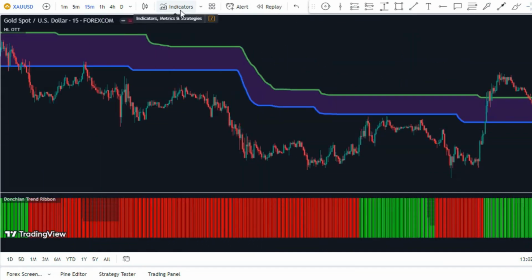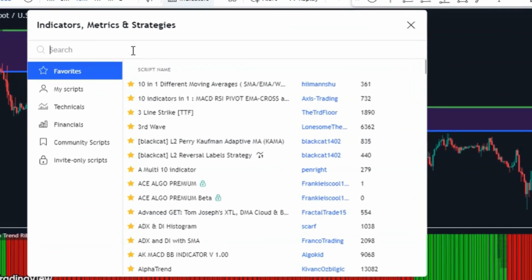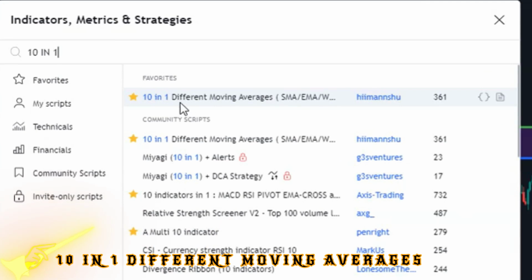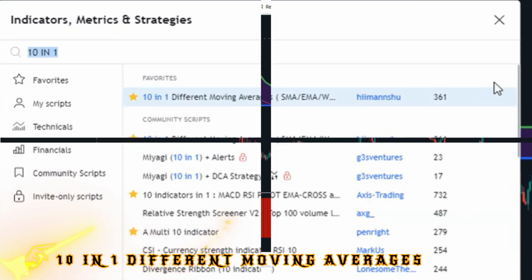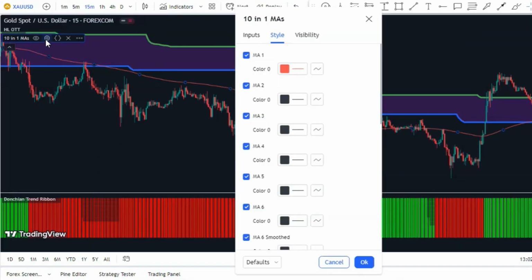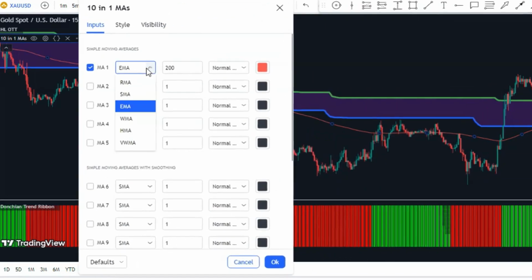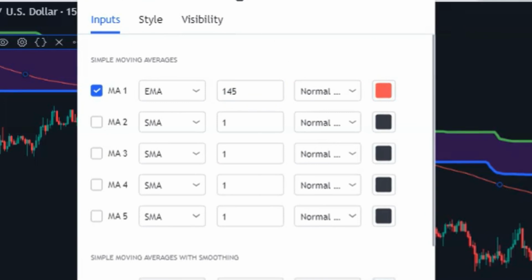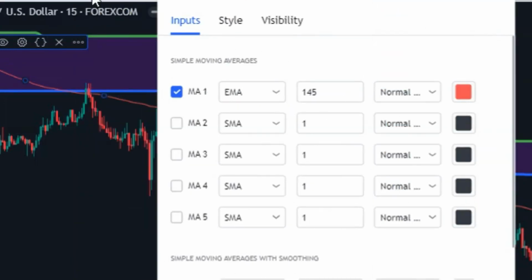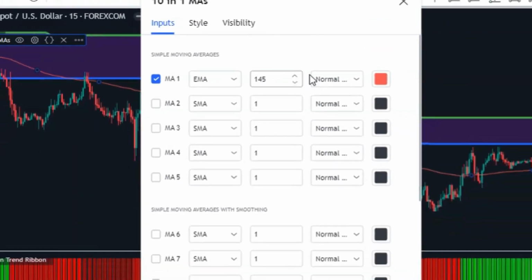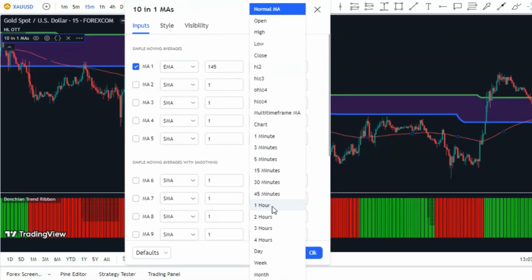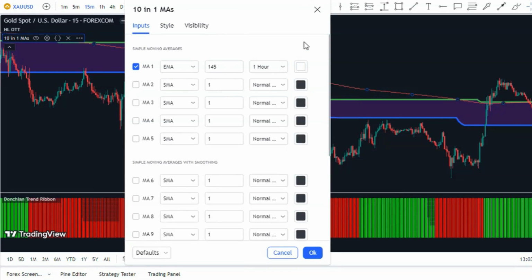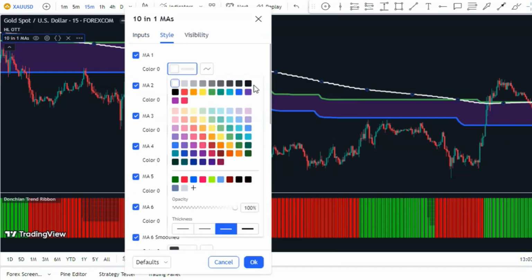And to complete the strategy, we need to add the last indicator called 10-in-1 MA. So now head over to its settings and change the MA1 to 145 and make sure its type is EMA, and consider the time frame of the indicator one or two time frames higher than your chart's time frame. This indicator helps to trade in the direction of the trend. So the rules for entering the trade are as follows.